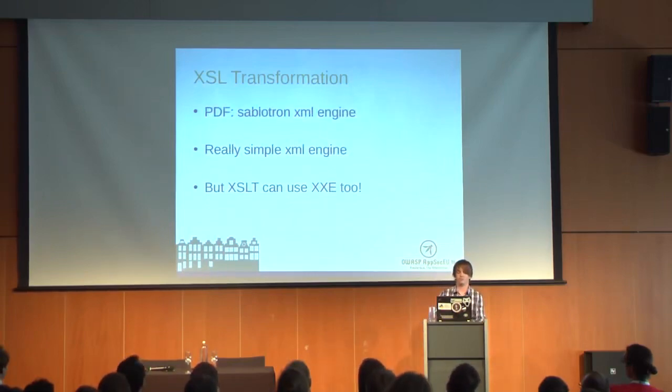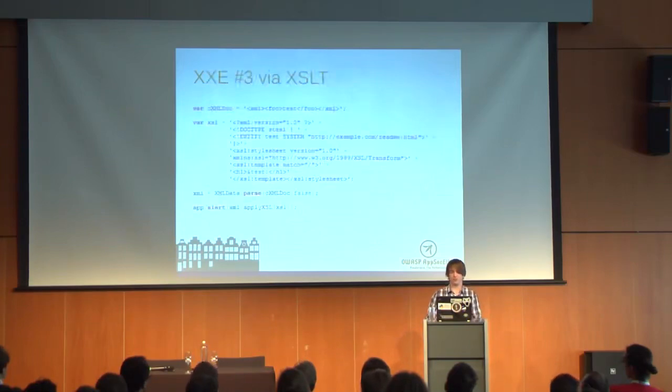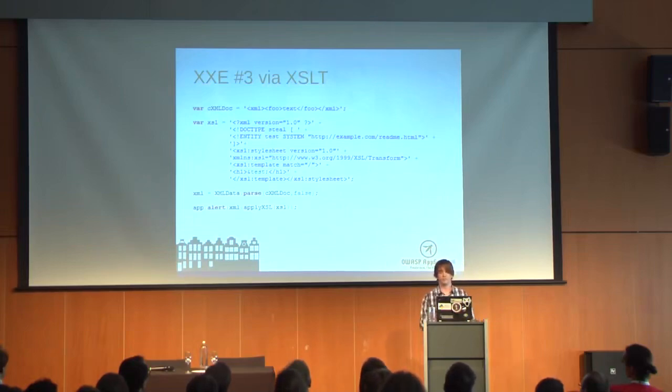Yeah, because I was asked, I put it in the slides. PDF uses the Sablotron XML engine, if anyone knows it. It seems like a really simple XML language engine. And the interesting part here is actually XSLT can use external entity again, like in XML2. So you just specify a really simple XML, then you parse it, and then you just define, transform it how you want. It doesn't matter.